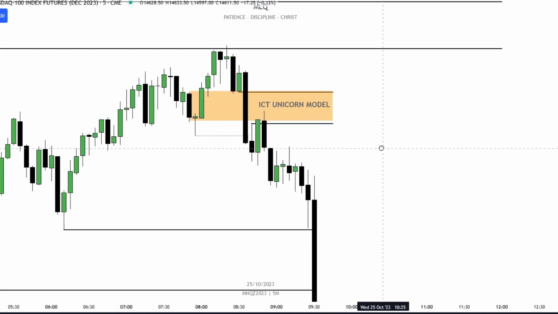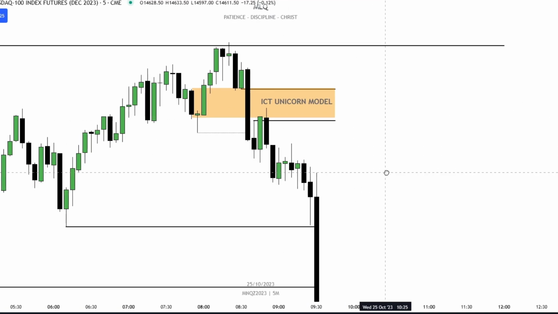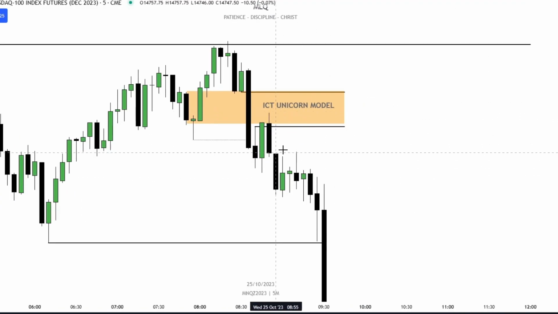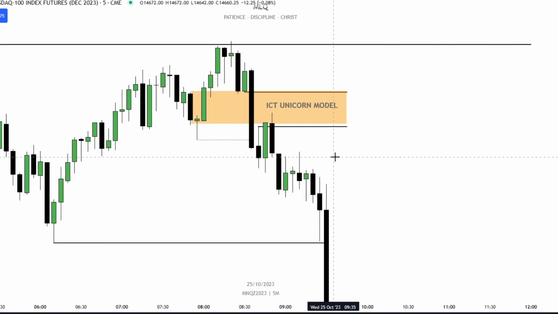So that is basically what the ICT Unicorn model is. If you already knew what a breaker block was, this makes everything way easier. But if you didn't, hopefully you do know what a breaker block is now after I just tried to explain it very fast. So again, all it is is a breaker block that overlaps with a fair value gap, and all it does is make the breaker block higher probability. I hope you enjoyed, and I hope you learned a thing or two.